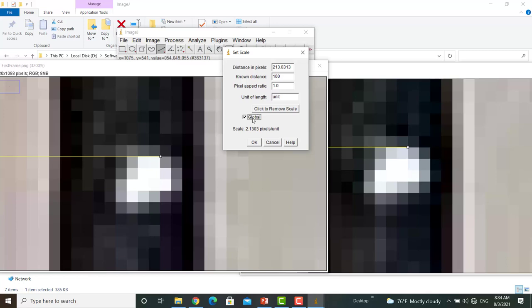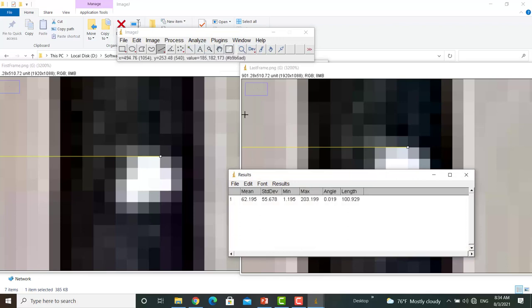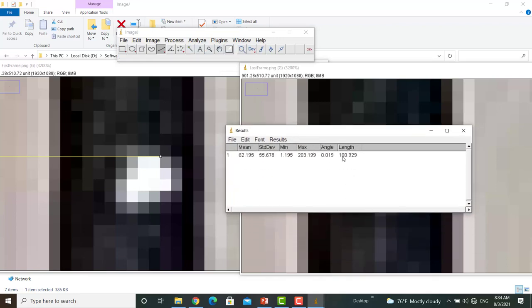We also pick the global, which shows that this scale is for both pictures. Now we can go to the last frame picture and from analyze use measure. This window shows the final length of the line. The strain in x direction is about 1% from this window.